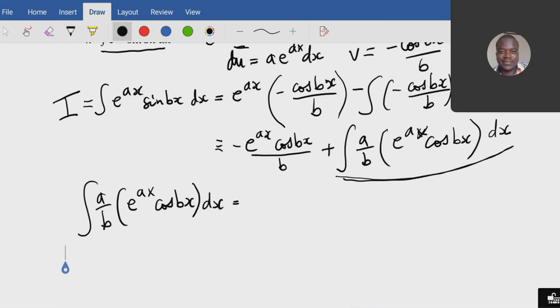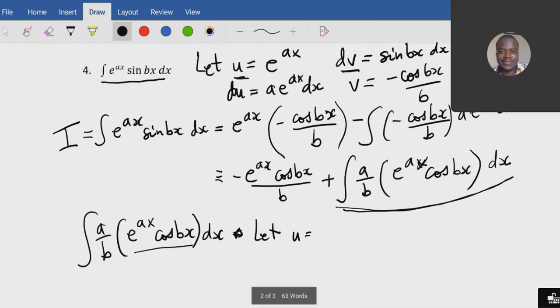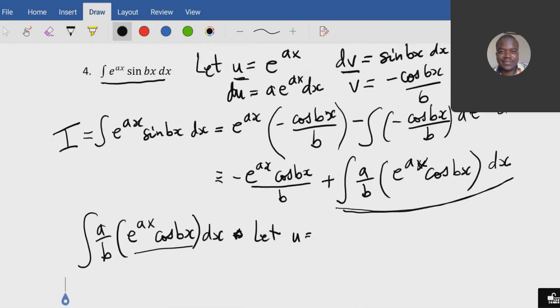Now we can leave out the a over b because that's a constant, and we can try to work with the integral of e to the ax times cos bx. In that case, we have to use a similar substitution as the one we used for the first integration by parts, right? That's one of the unwritten rules that you have to use.